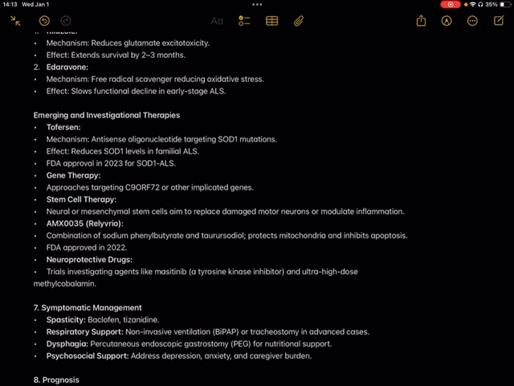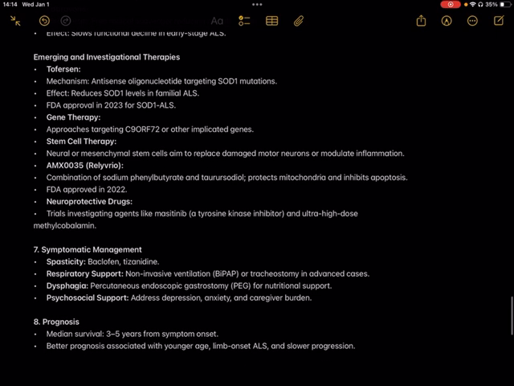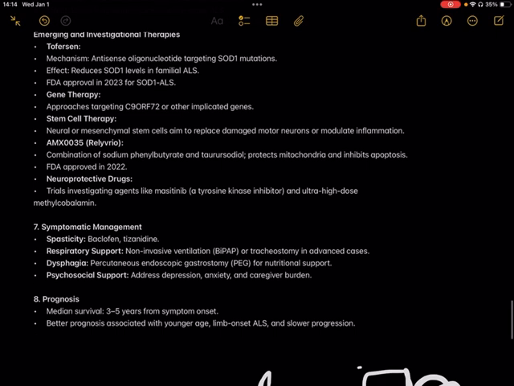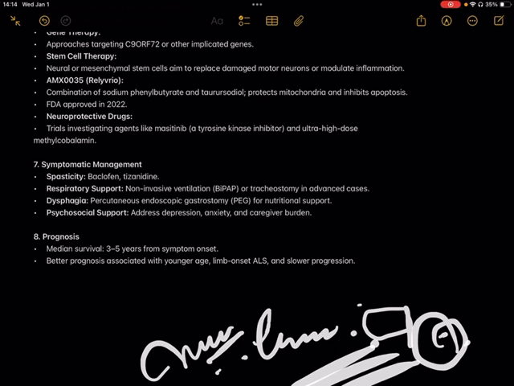Edaravone, the mechanism of which is free radical scavenging, reducing oxidative stress, slows functional decline in early ALS. Emerging investigational therapies include tofersen, the mechanism of which is an antisense oligonucleotide targeting SOD1 mutation, reducing SOD1 levels in familial ALS, FDA approved in 2023. Gene therapy approaches target C9orf72. Stem cell therapy, which includes neural or mesenchymal stem cells, aims to replace damaged motor neurons or modulate inflammation. The other one is AMX0035, Relyvrio, which is a combination of sodium phenylbutyrate and taurursodiol. It protects mitochondria and inhibits apoptosis, and was FDA approved in 2022.